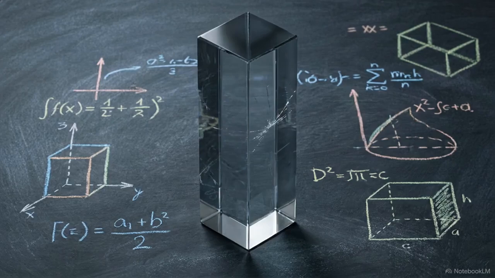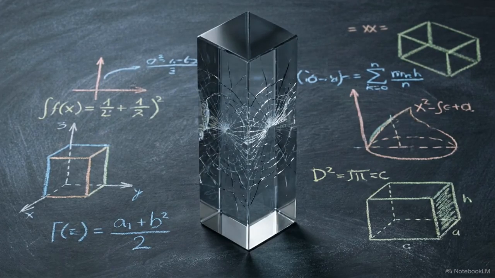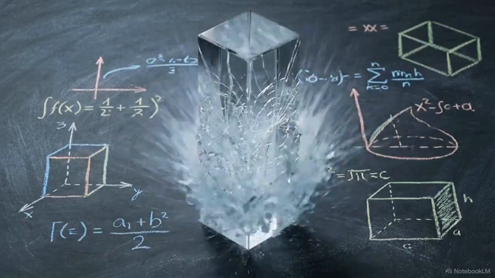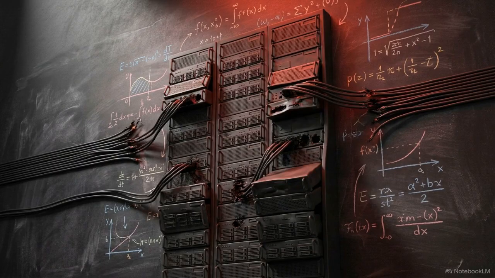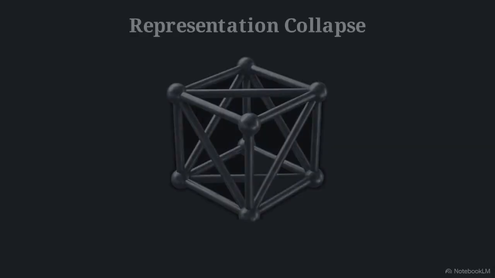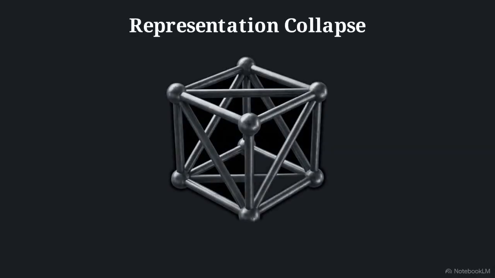As this glass monolith shatters from the inside out, we see a precise visual metaphor for what happens to modern large language models during extended user sessions. When forced to process massive amounts of information over long context windows, the internal architecture of these models breaks down. This is what researchers at ICML 2026 call representation collapse.